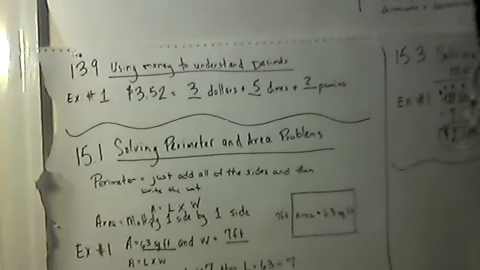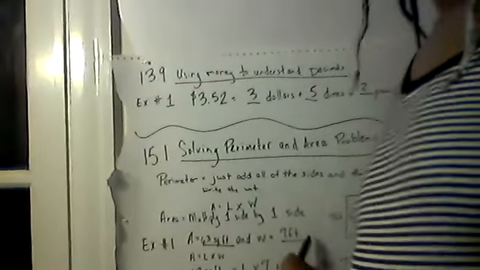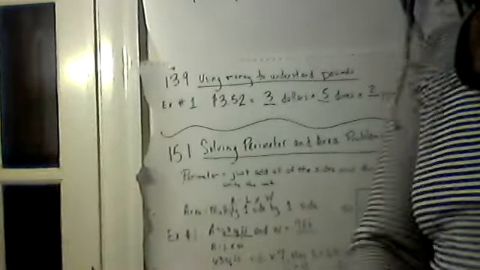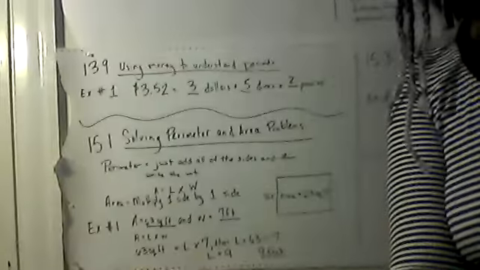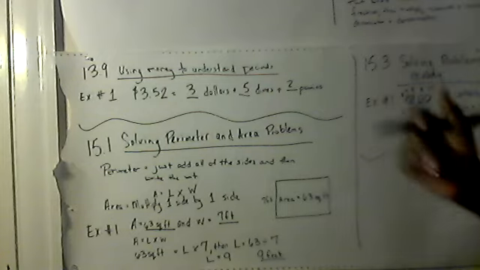The next section that we're going to do is, just give me a second. I would like to move this back so you can see it a little better. Okay. The next section that we're going to cover is 13.9, using money to understand decimals.